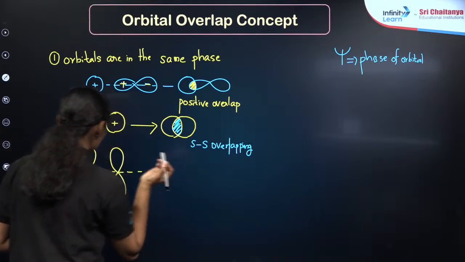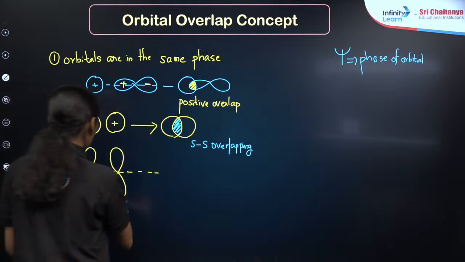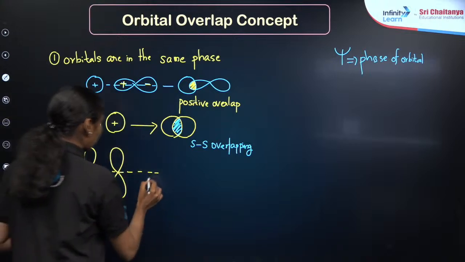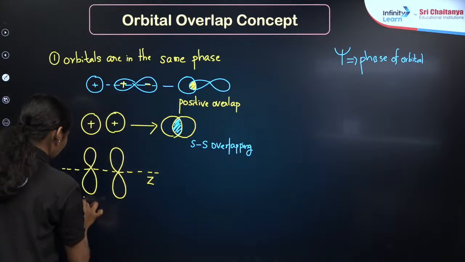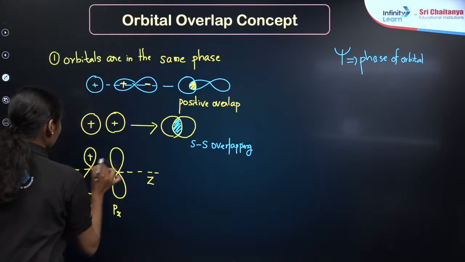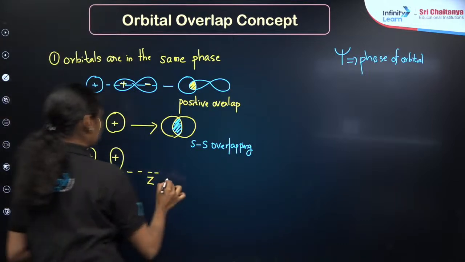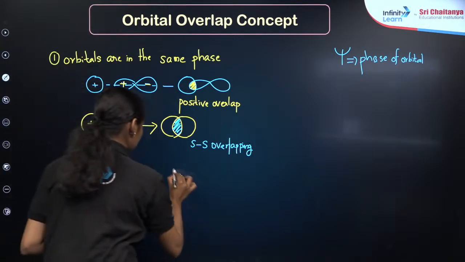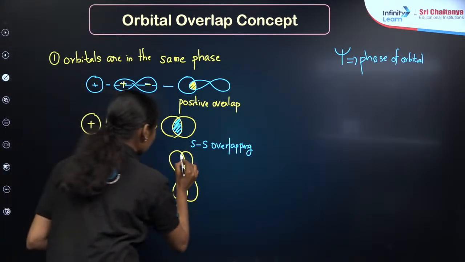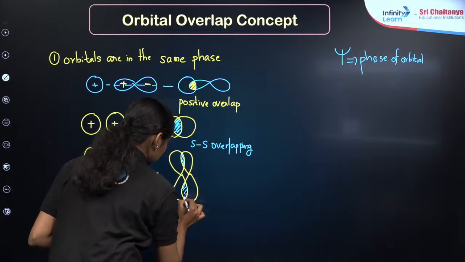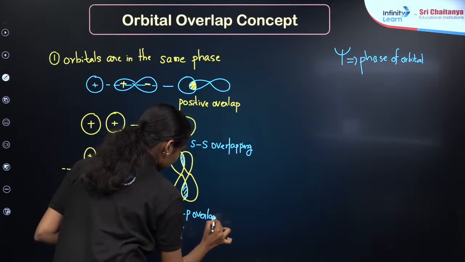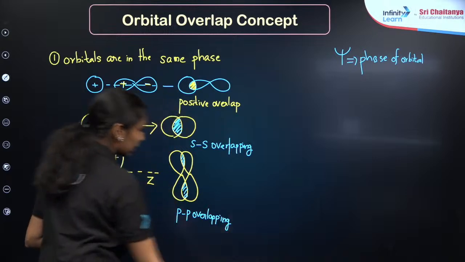I hope everyone is familiar with this shape of the p orbitals also, dumbbell shape, right? So this will be our internuclear axis, the imaginary line drawn through the nuclei of the two orbitals. So this is the internuclear axis. If I am taking this as the z axis, this will be either px or py, right? If I am taking here, it is px. What will be the overlapping here? Both are the plus sign. What will be the overlapping here? This is the overlapping, right? This is a PP positive overlapping. Clear?